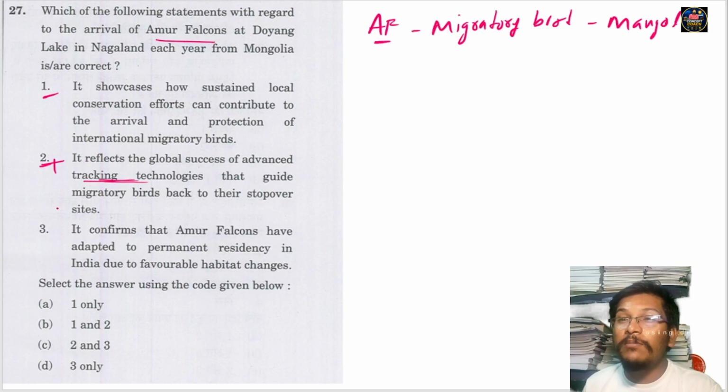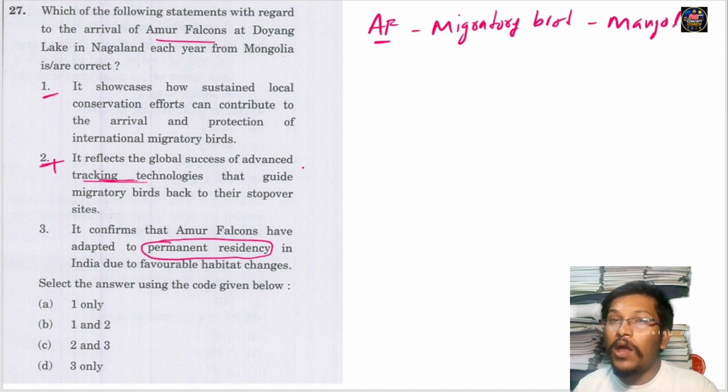Coming to statement number three, it says that Amur falcons have adapted to permanent residency in India due to favorable habitat changes. In this statement, there is one key term, that is permanent residency. This is wrong because these birds come to Nagaland to stay only for a few weeks, 2 to 3 weeks. So permanent residency is a wrong statement here.